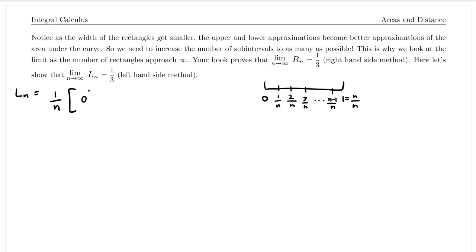So the height of the first rectangle, since our function is x squared, would be 0 squared. My next one would be (1 over n) squared. My next one would be (2 over n) squared. And this would continue on. Now, because we're doing L sub n, our last height is dictated by n minus 1 over n, because again, we're using the left Riemann sum. So my last term in my sum would be (n minus 1 over n) quantity squared.